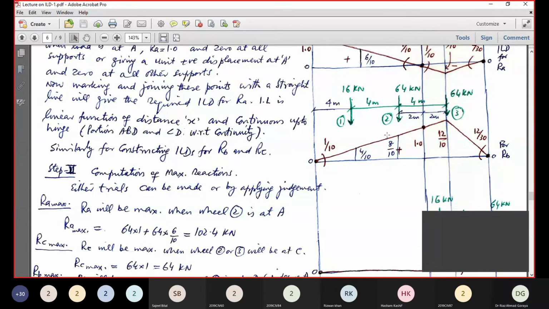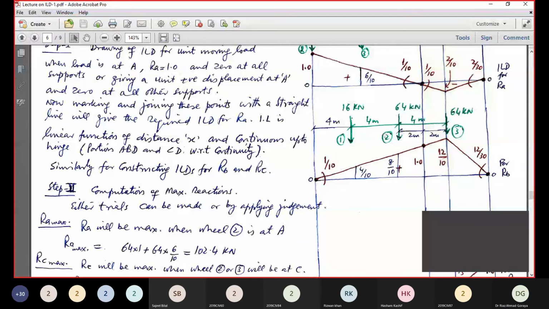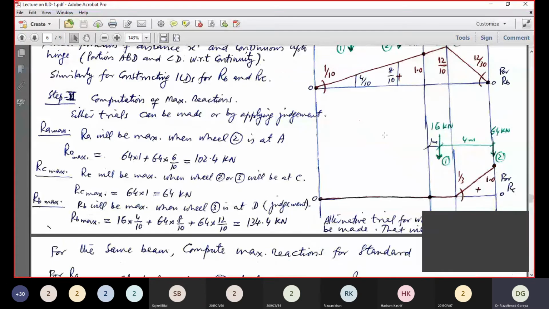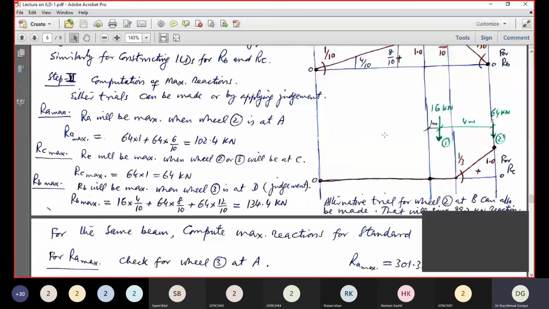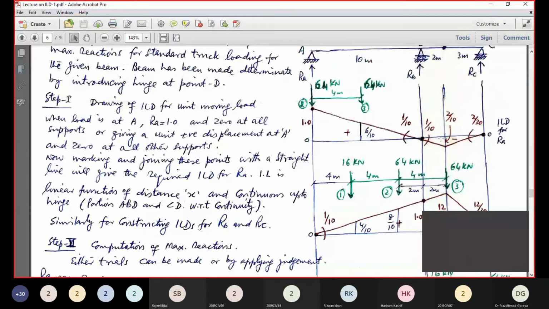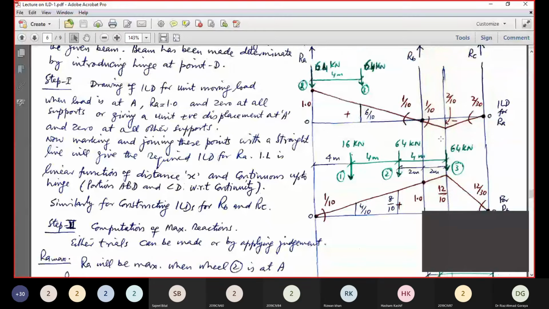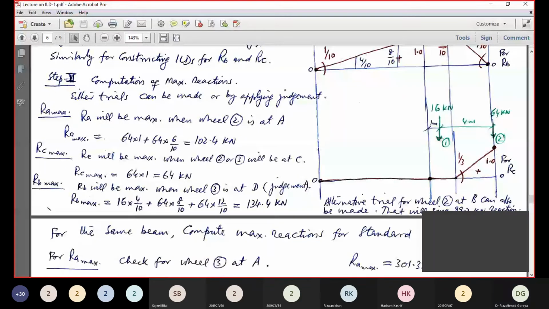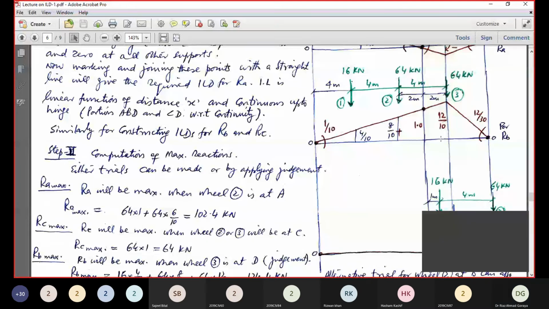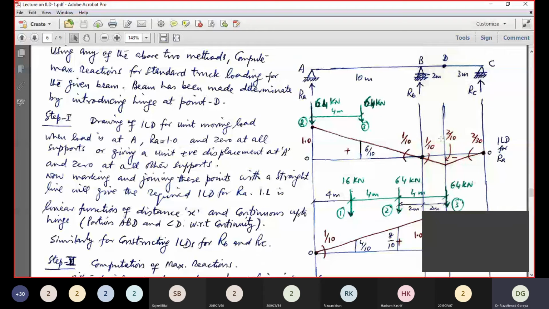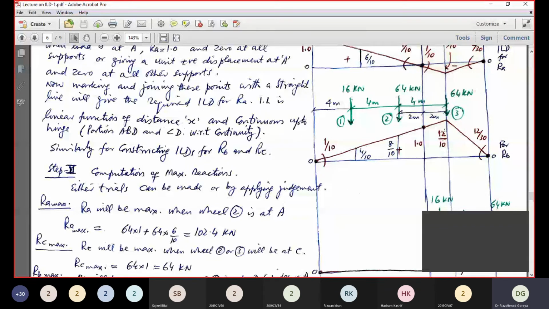Now here we have to use a little more common sense, that RB will be maximum when wheel 3 is at D. This is the judgment. Wheel 3 is at D. Yes, the biggest ordinate. So 12 by 10, then 2 meter, 2 meter, 8 by 10, then 4 by 10.